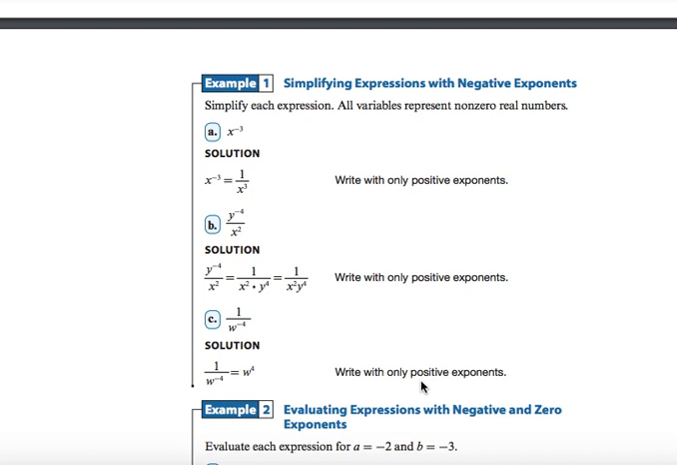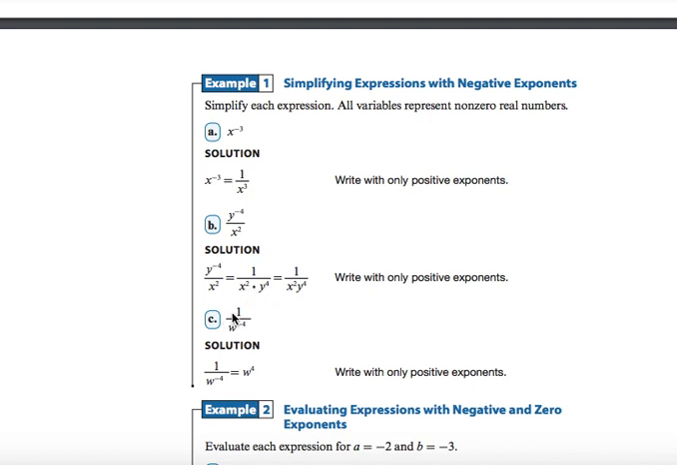In example 1, it asks you to simplify expressions with negative exponents. Here you've got x to the negative third. You take x to the negative third, make it positive, and write it underneath 1 in the denominator. Here in letter B, you've got y to the negative fourth over x squared. This portion in the top goes down into the denominator, and what was in the denominator stays there, so this can be written as a positive value. So you've got x squared y to the fourth in the denominator.